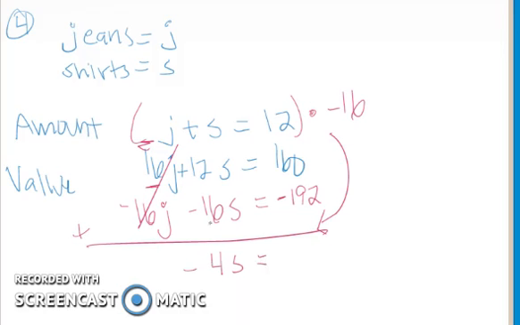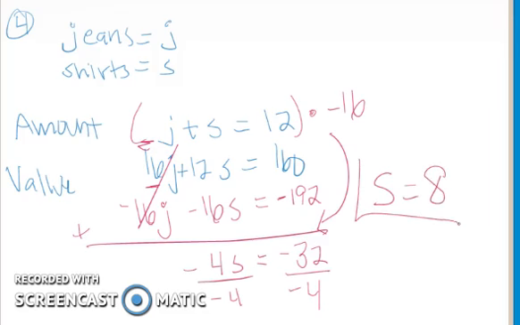Okay. 12 minus 16. Again, you can use a calculator. This is going to be a -32. Divide by -4. And the shirts are going to equal +8. So 8 of my items were shirts. If I bought a total of 12 items, 4 were jeans.